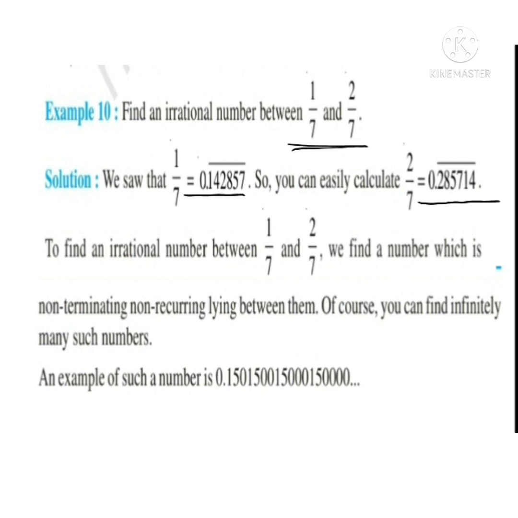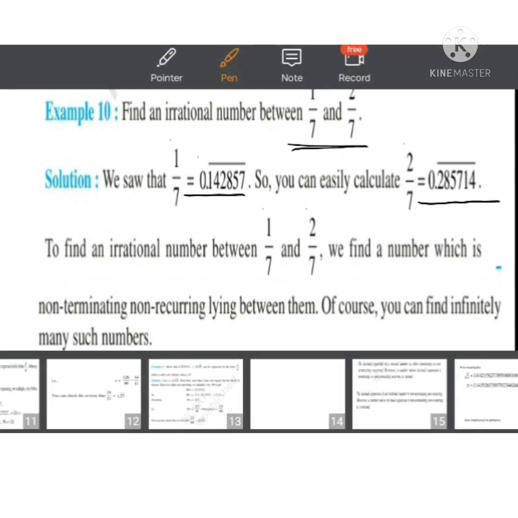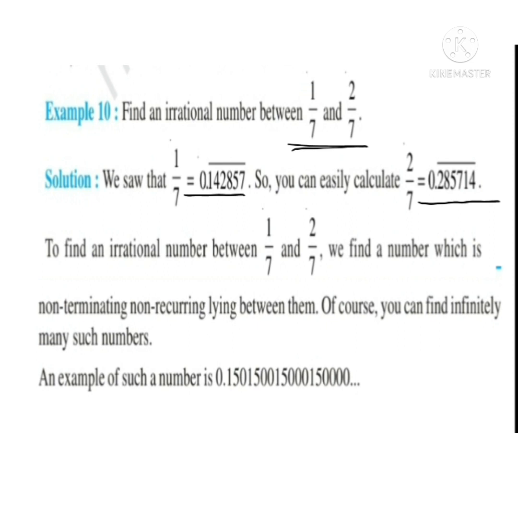The number should be greater than 0.142857 and less than 0.285714. Okay, so 0.15 would be greater than this and less than that. So we can write 0.1501500150000 and so on, or we can write 0.16016001600 and so on. So we can write infinite irrational numbers between these two numbers.